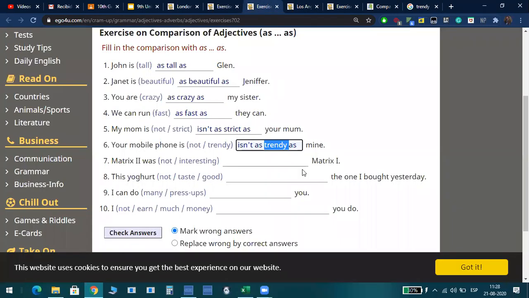Thank you. Good. And let's finish with this one. Matrix 2 was... Yes, I agree. Trending topic, right? Trending topic is what is most popular, what is being talked about. Well, good example. So José Miguel, what happens with number 7?